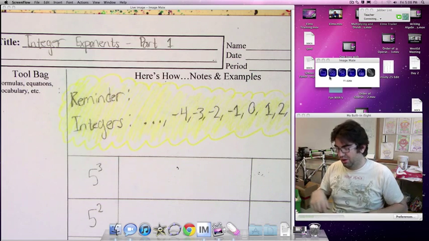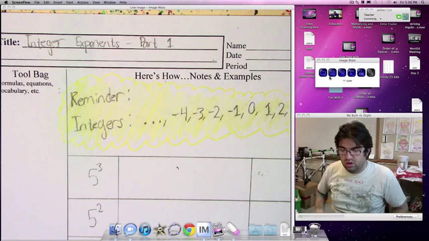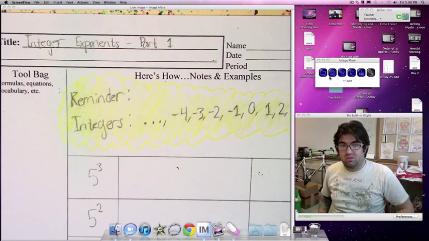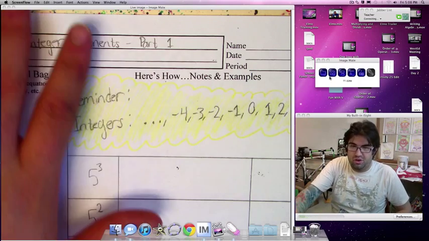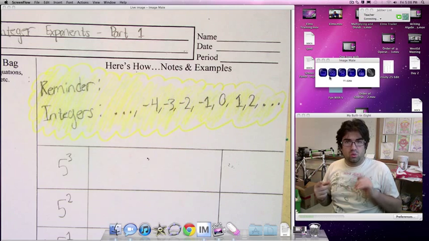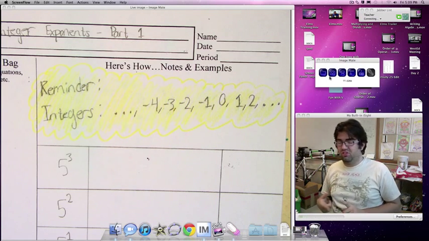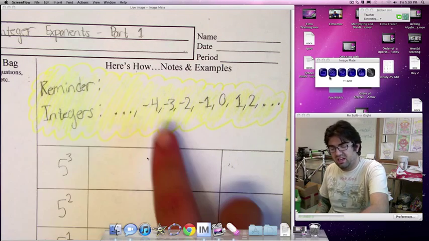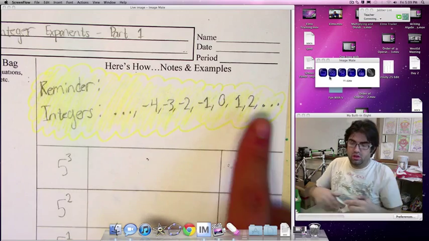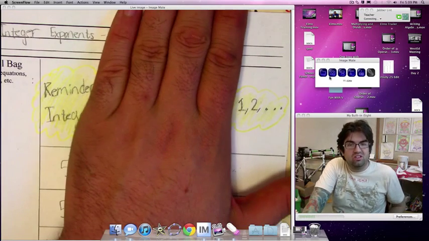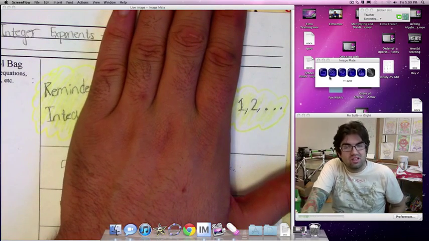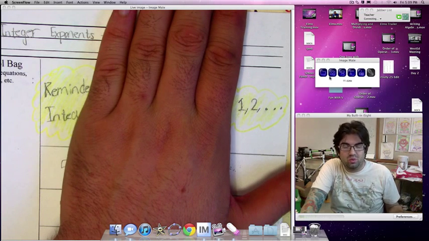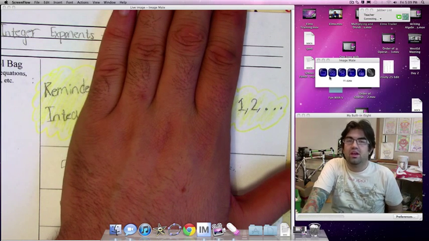So here we go. A reminder, this is about integer exponents, so we better remember what integers are. Integers are whole numbers, and they could be positive or negative: 0, 1, negative 15, 2000, whatever. We already know what the natural numbers are, 1, 2, 3. We just did that in the last video. There's no special rule about that.